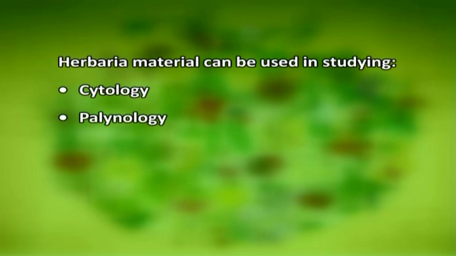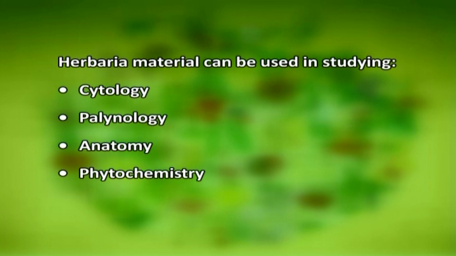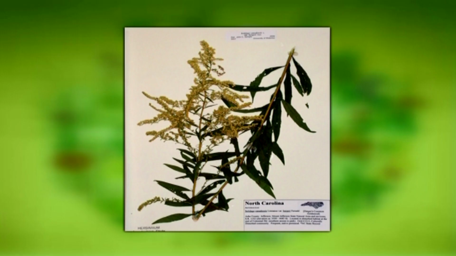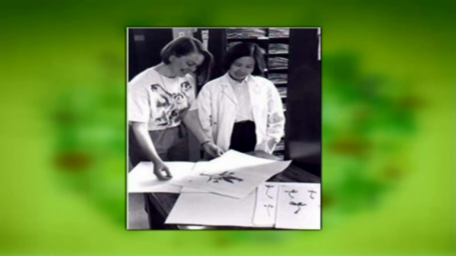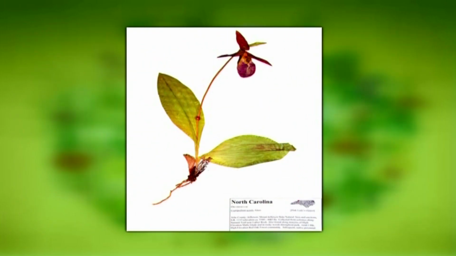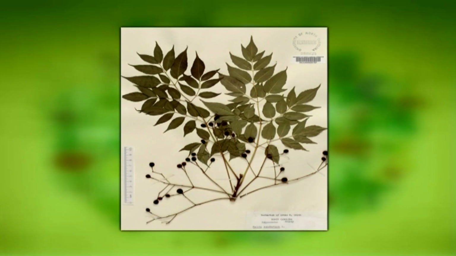The herbarium material can be used for many different studies. For example, the studies of cytology, palynology, anatomy, phytochemistry, or nowadays molecular biology. Herbarium specimens which are quite old, say 2 centuries old, have been used for the extraction of DNA. Extraction of DNA has been achieved from these dried pressed herbarium specimens, and it has led to many great scientific results.